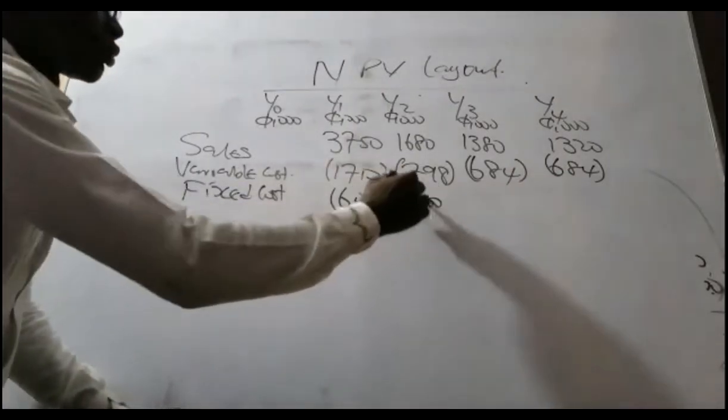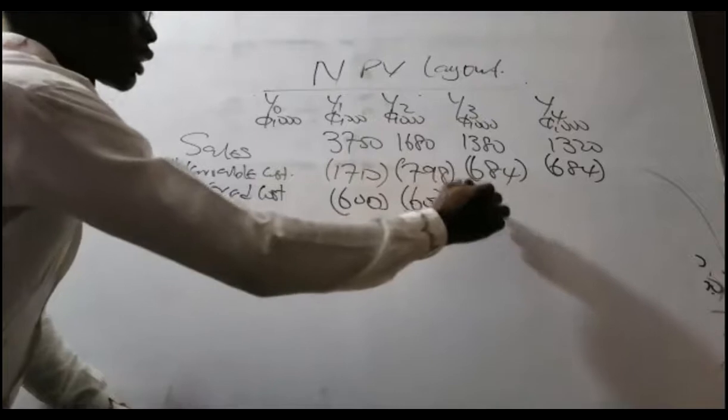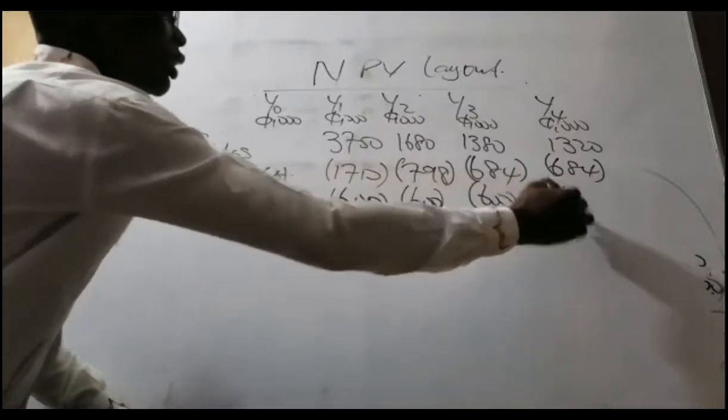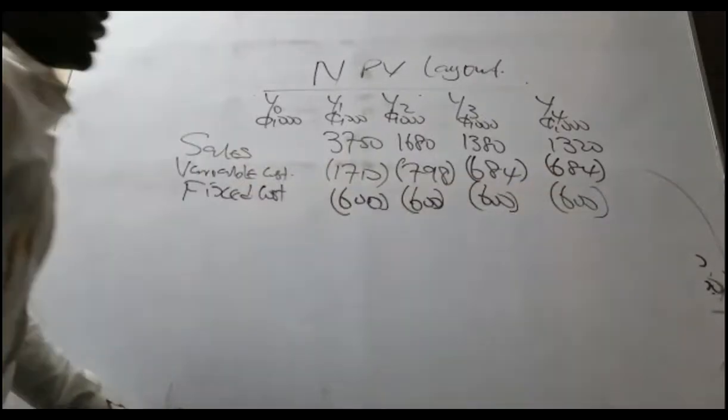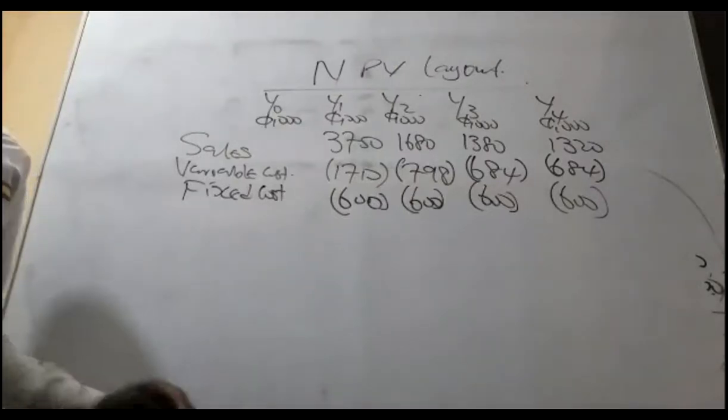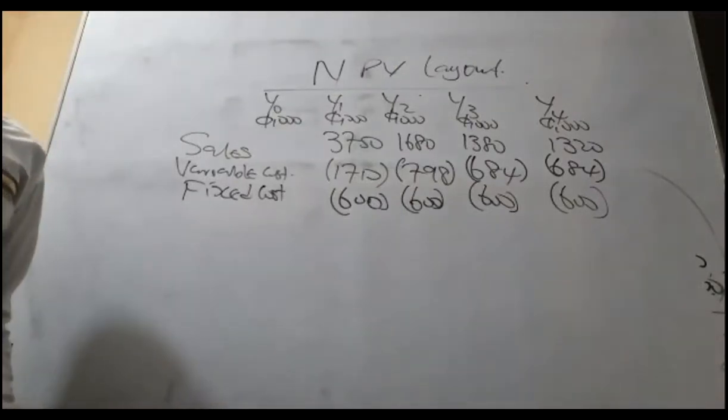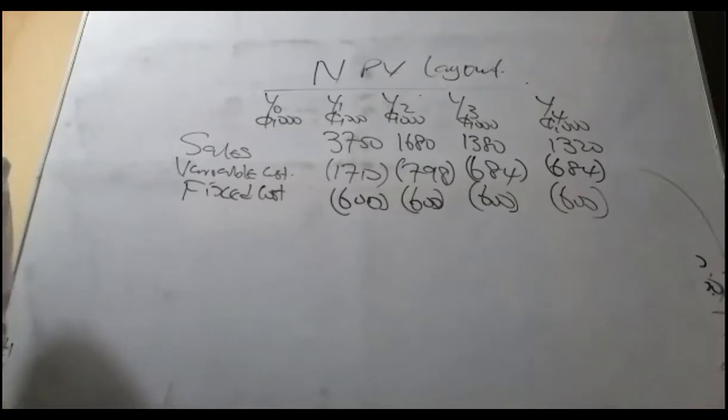600, 600, 600. And that was the game strategy. So basically, that is it. Good.